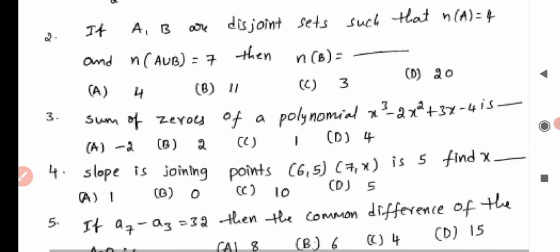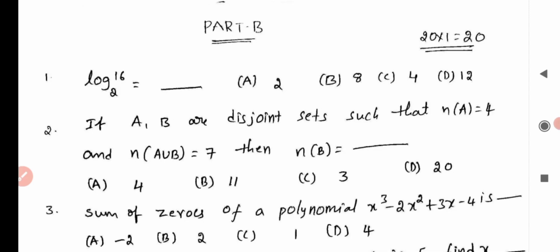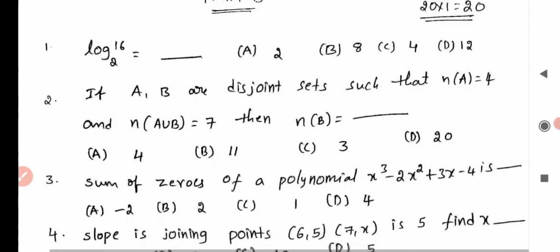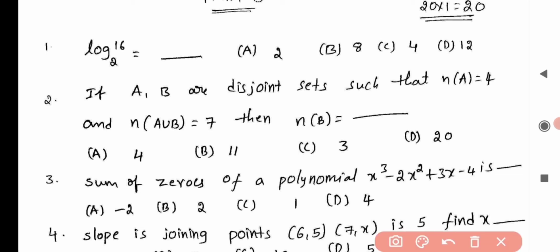So total questions completed. Next, part B. In the first one, log 16 base 2 equals what? 16 means 2 power 4. That is in the form of log x to the power of m, so m log x. So 4 log 2 base 2. Log 2 base 2 value is 1. So the final answer is 4. So option C.